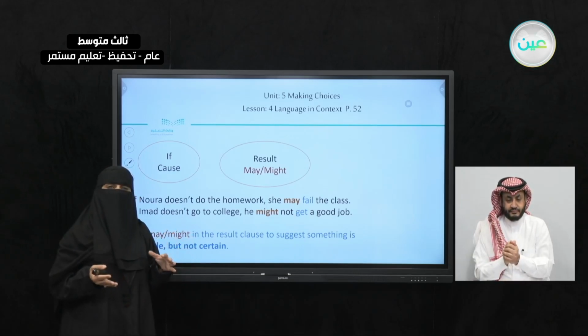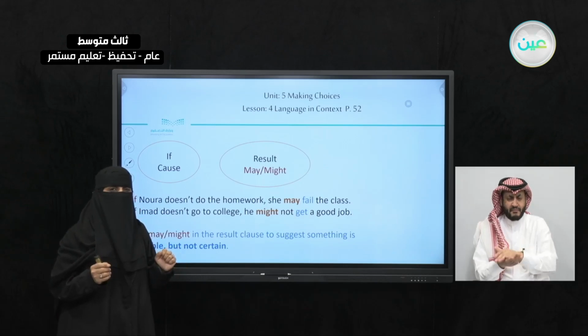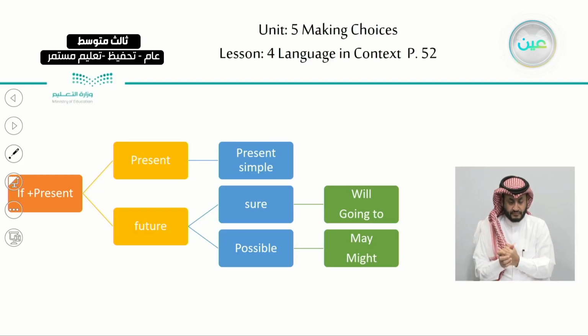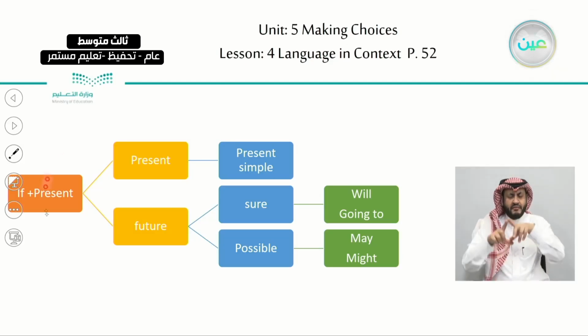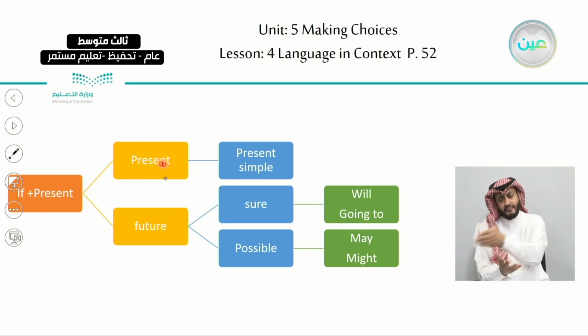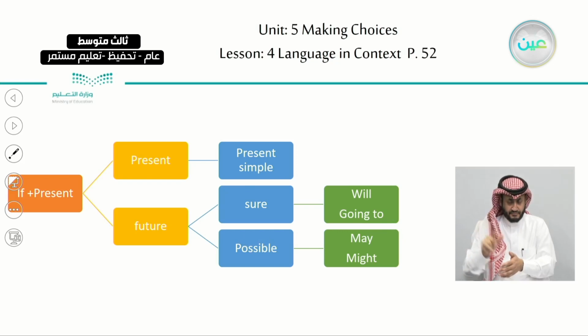But when we are like 50% certain, we use may or might, okay? This is a mind map of the whole thing. With the if, the cause part, we use the present. And the second part, we use either the present or the future. With the present, we use present simple. With the future, when we are really sure, we use will or going to. When we are really not, it's possible, not really certain about it, we use may or might, okay?